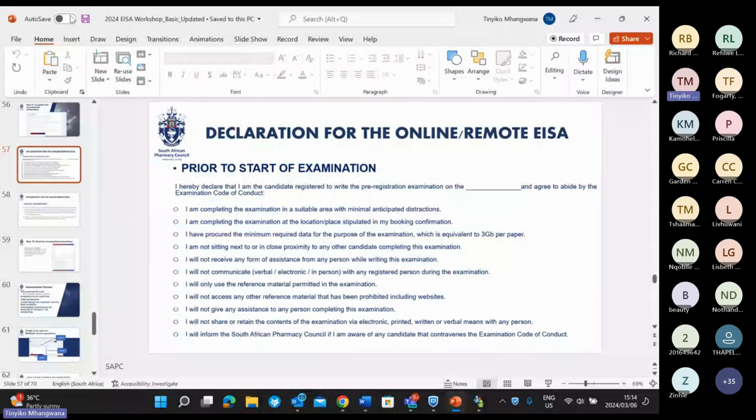So remember, I said to you, I'll take you through the declarations that you need to declare before you write the exam, those things that you had to tick, and then for them to be blue or gray before you go to the next step. That you are completing the exam in a suitable area with minimum anticipated distraction.